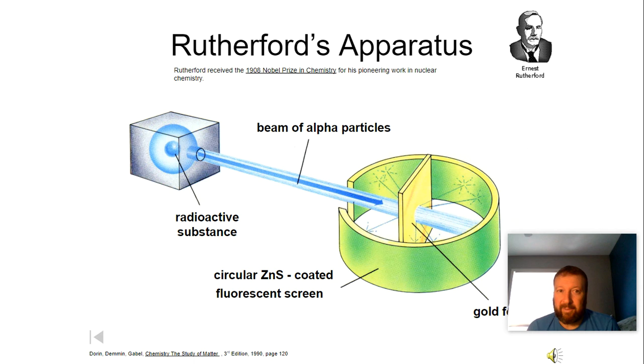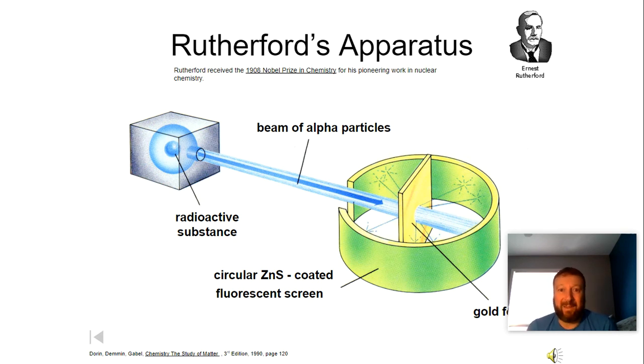That's not exactly what he found. What he ends up finding is that most of them go through, but some of them, as we look at here, are deflected back. Very few of them. Most of them still go straight through, which tells us that most of the atom is empty space, but that positive particle that's deflecting the alpha beams is very dense. Okay, a very heavy particle that was enough to stop this beam and deflect it.